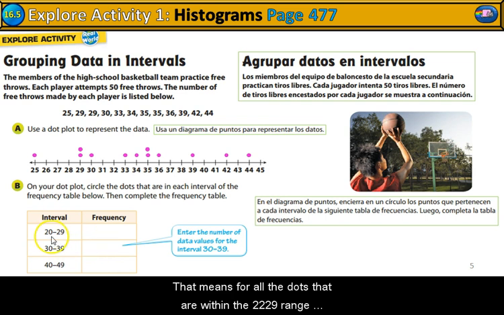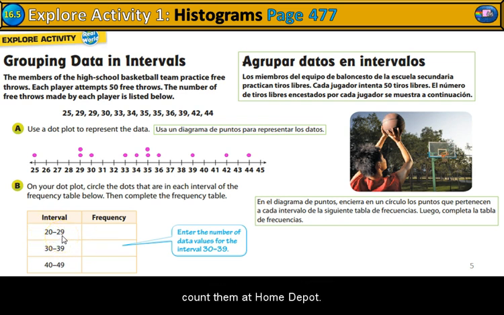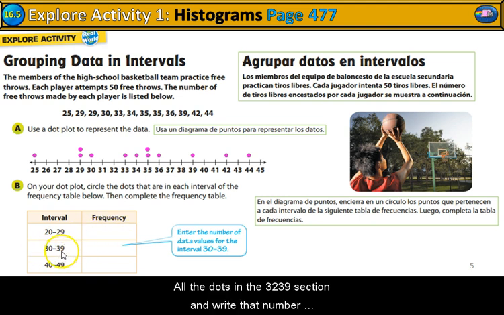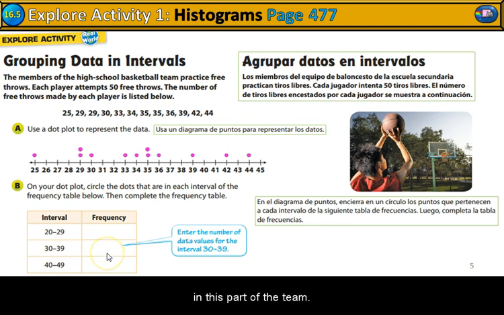That means for all the dots that are within the 20 to 29 range, count them, and how many do you count? Write that number there. For all the dots in the 30 through 39 section, go ahead and count how many dots there are and write that number in this part of the table. Do the same thing for the 40 to 49 interval.